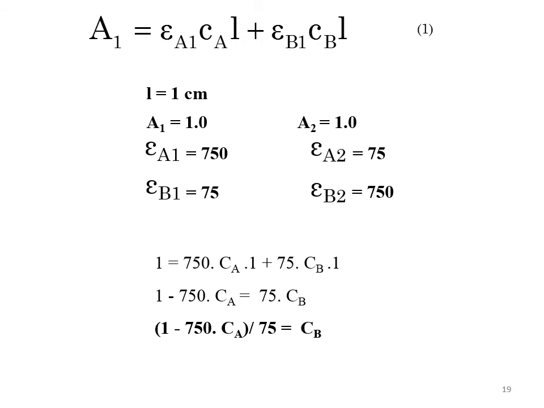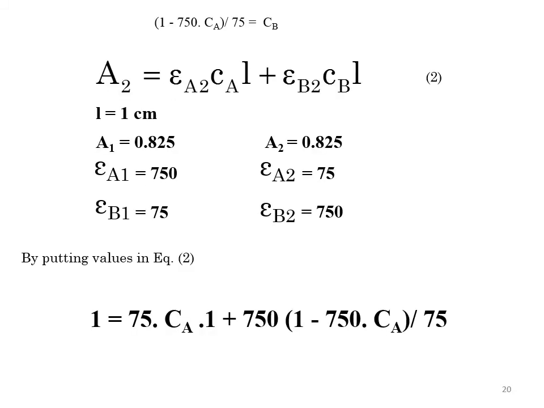So by putting these values in this equation, we get 1 is equal to 750 multiplied by CA into 1. This 1 is now representing the path length plus epsilon B1's value of 75 will be placed, and CB is as such into the value of path length L. By rearranging this equation, we can calculate the value of CB, which becomes equal to 1 minus 750 CA overall divided by 75.